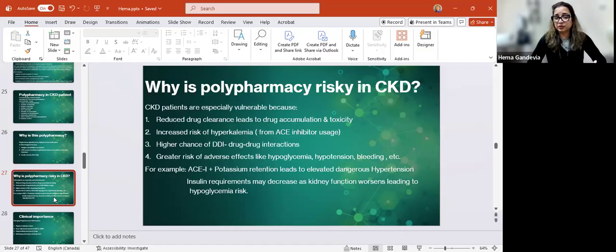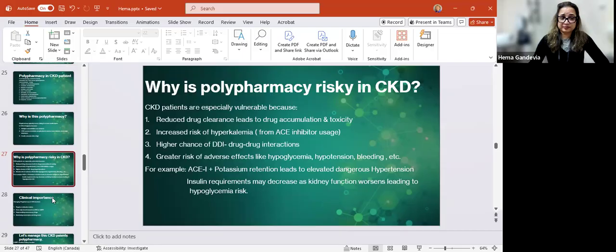For example, one can readily understand that usage of an ACE inhibitor and potassium retention can lead to dangerous levels of hyperkalemia. And with insulin also, his requirements may decrease a little bit because of worsening kidney function. So if he continues to take insulin at the level that he was taking prior to his descent into CKD, he's exposing himself to hypoglycemia risk.